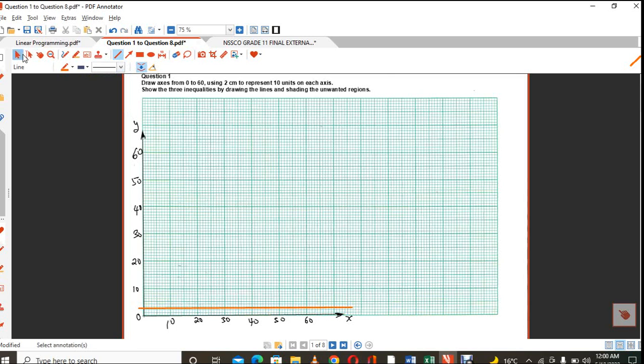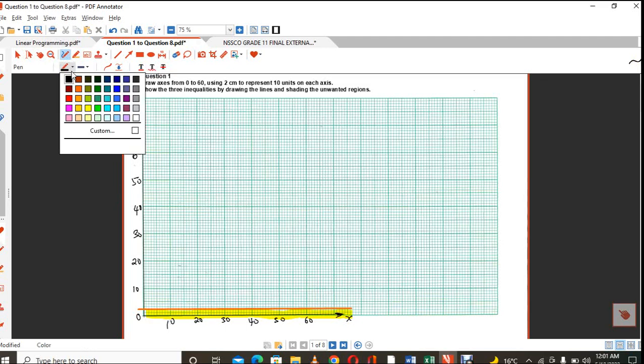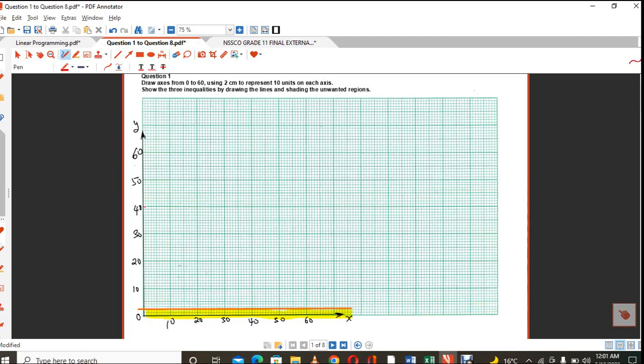All right, let me just bring it nicely down. Something like that. And again, when you start shading, you are going to be shading below the line, because I spoke about that before. All right. And the next line that you are going to draw, remember it was the one that had my points 40 there, and the other one is 40 here.